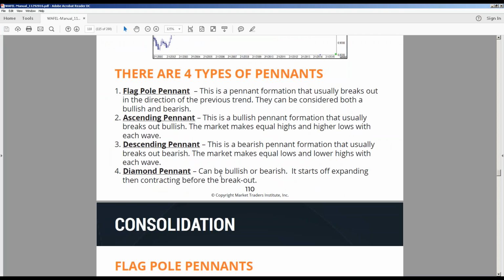Now there are 4 types of pennants. First of all, we get a flagpole pennant. This is a pennant formation that usually breaks out in the direction of a previous trend. They can be considered both a bullish and a bearish pattern.